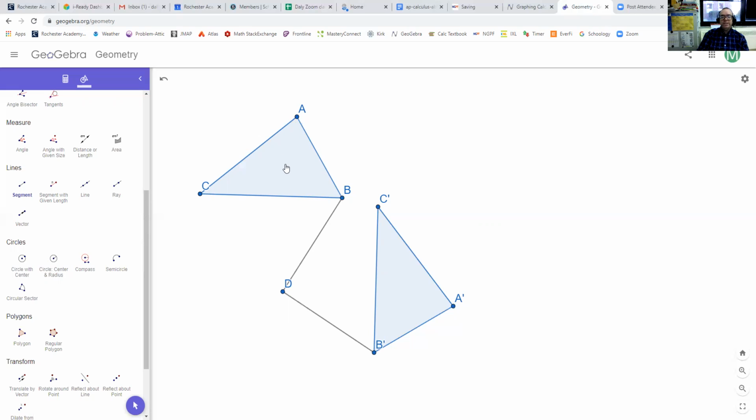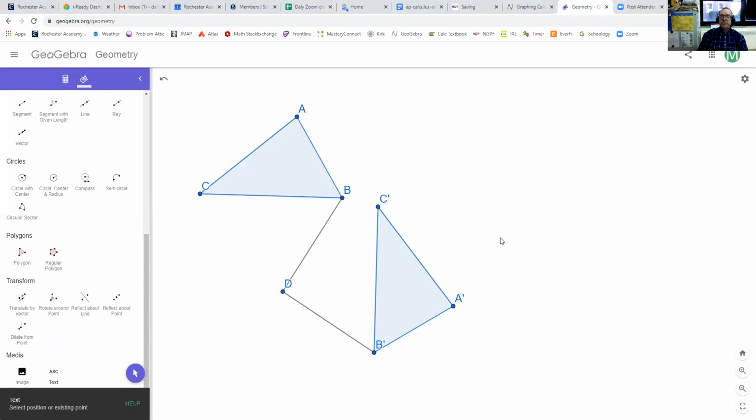Another important point, like with the translations, like with the reflections, is that these two triangles are congruent to each other. So once again, line segment lengths are preserved when you do rotations. From A to B is the same length as A prime to B prime. Angle C is congruent to angle C prime, and the two triangles are congruent. So that's what makes these three transformations what we will call rigid transformations.